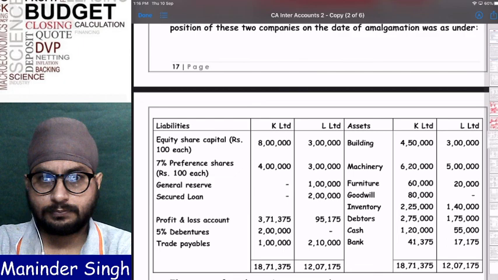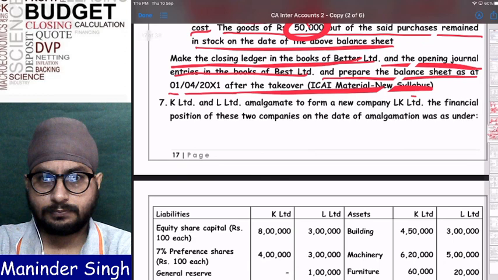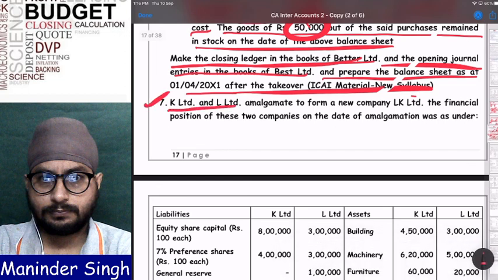Let us continue now. Question number 7. Clear? Question number 7. K Limited and L Limited amalgamate to form a new company, LK Limited. The financial position of these two companies on the date of amalgamation was as follows.